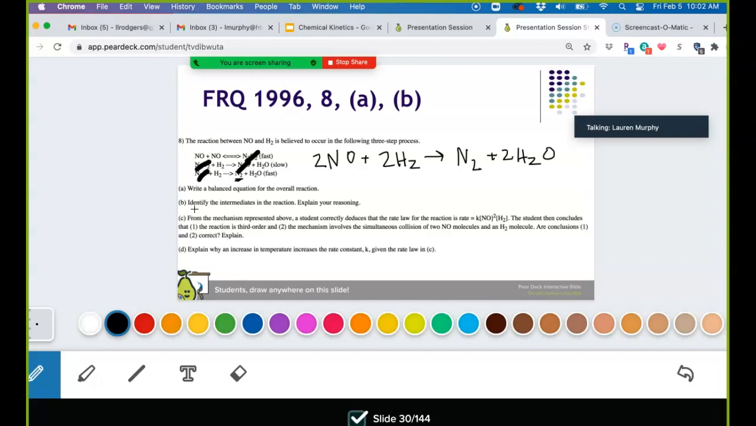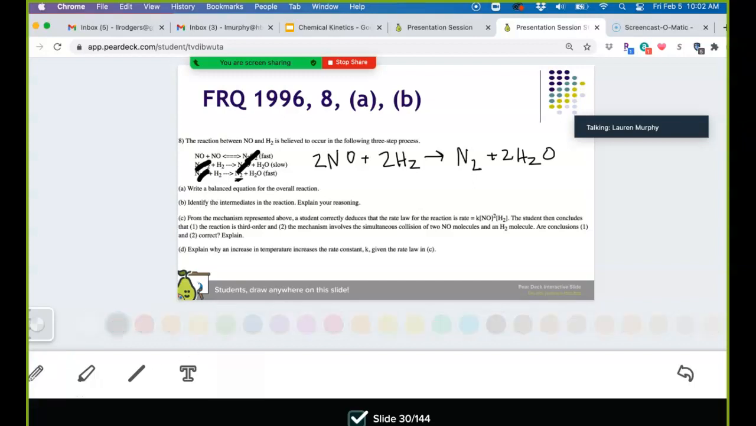Okay, and then this part B asks you to identify intermediates in the reaction and to explain your reasoning. So you can't just identify them and not justify. So intermediates, obviously they're telling you that there are some. It says identify intermediates, and they even hinted to you that there's more than one because they made it plural.